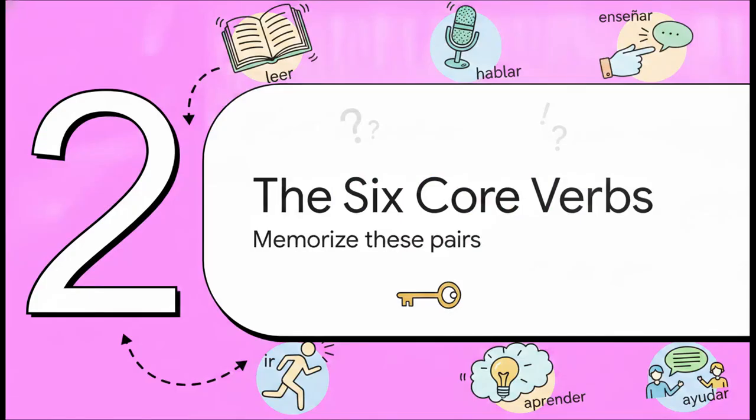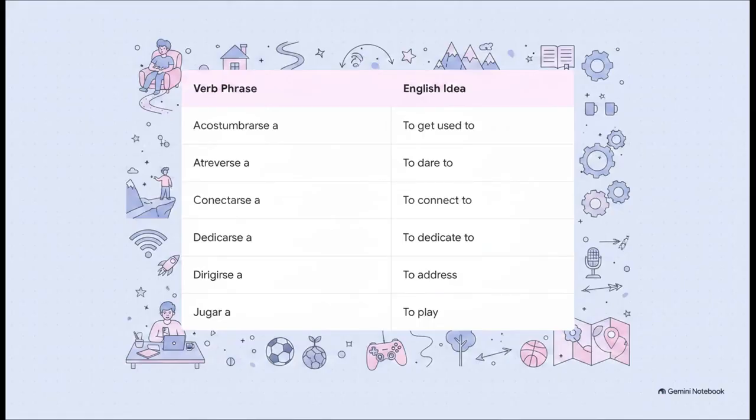Moving right along to section 2, meet the 6 core verbs. So the crucial point is getting to know this specific list of verbs because they're going to anchor our entire lesson today. First up, we have acostumbrarse a, which means to get used to something. Second, atreverse a, meaning to dare to do something. Third is conectarse a, to connect to. Fourth, dedicarse a, which translates as to dedicate oneself to a task or a profession. Fifth, dirigirse a, meaning to address someone or go towards something. And finally, the 6th verb, jugar a, which means to play a game or sport.